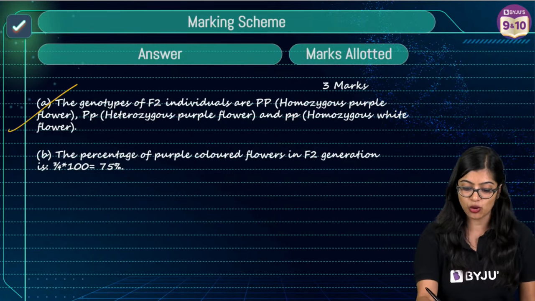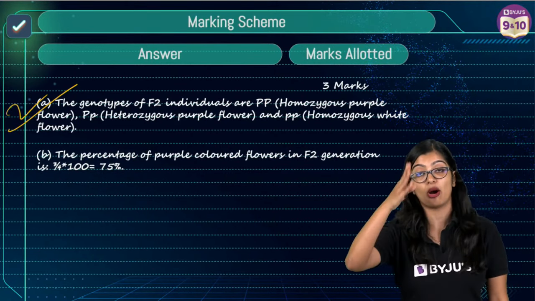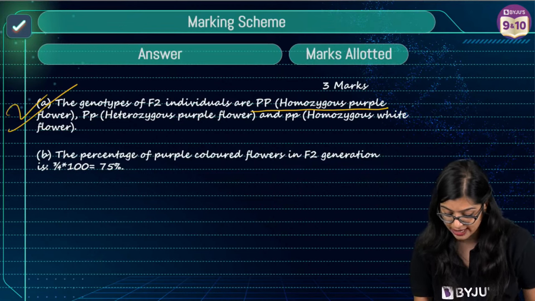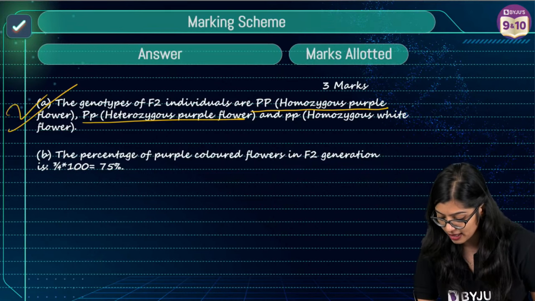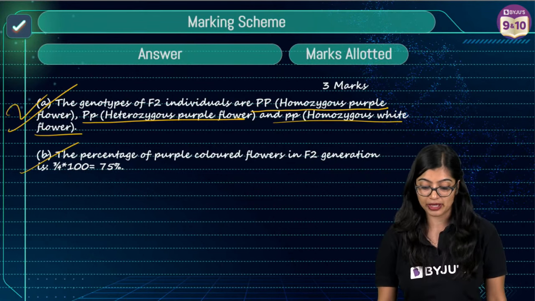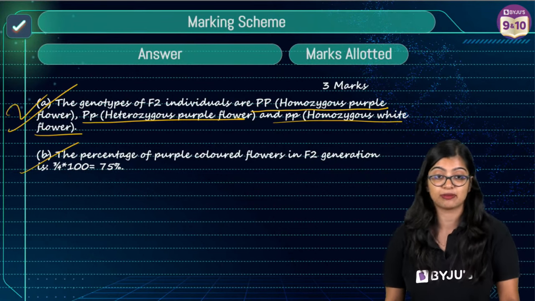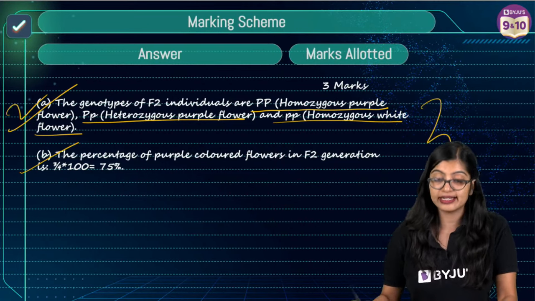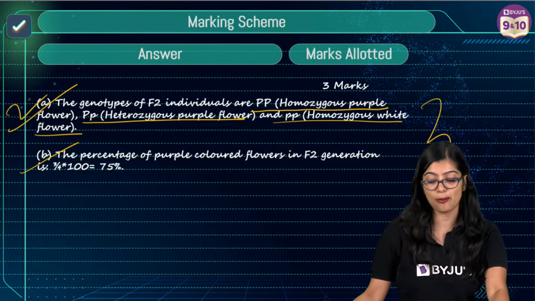So the first part of it holds 2 marks, where you say that your combinations are capital P, homozygous purple, heterozygous purple, and homozygous white flower. While on the other hand, the percentage of purple colored flowers is 75%. Very simple. You write these two, you will get 3 marks in your pocket.